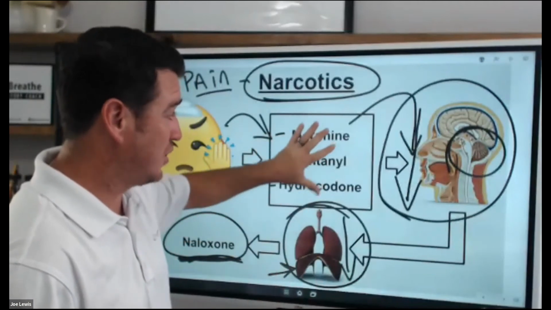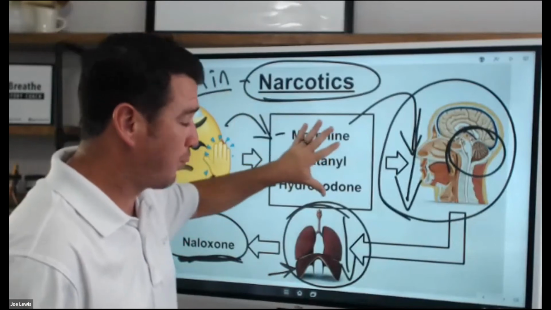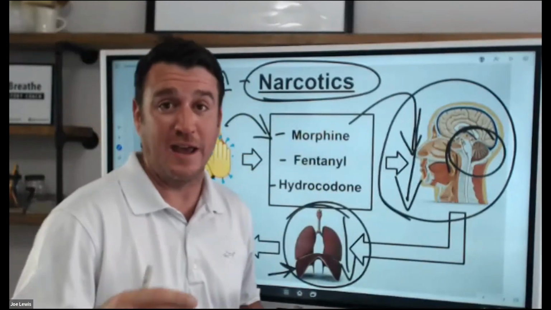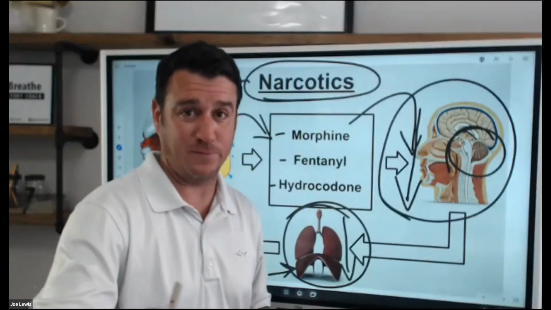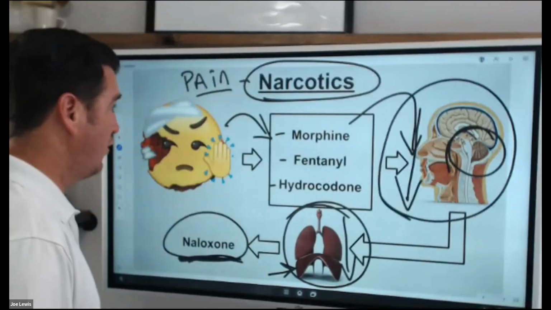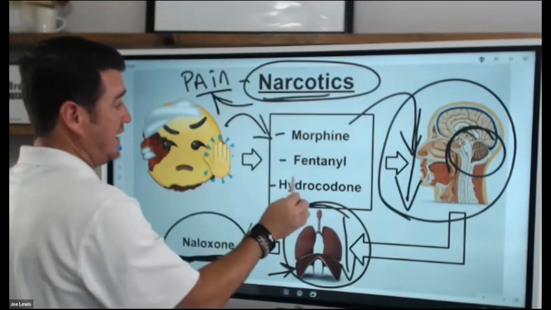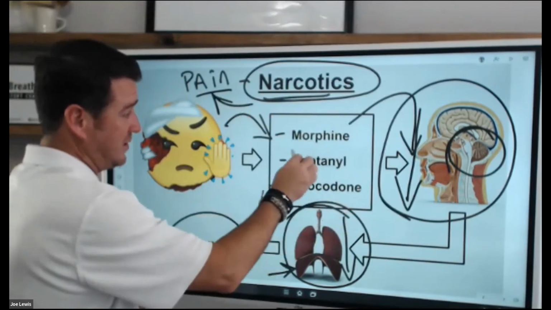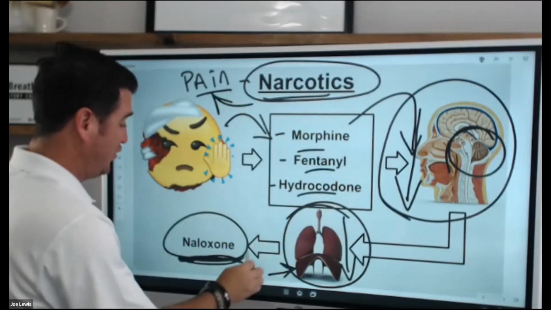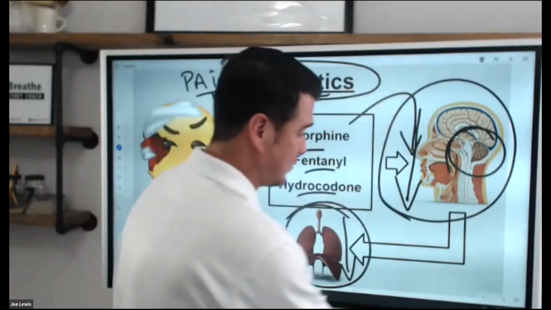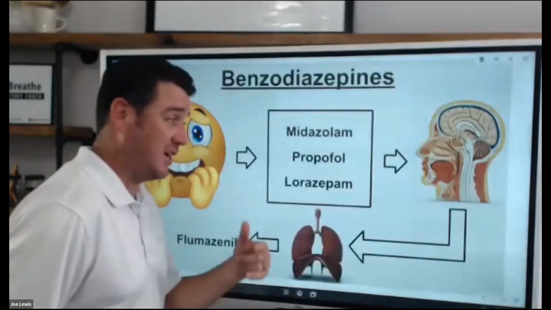I'm not saying that these drugs are a problem. I'm saying appropriate administration of these drugs is the goal. And how can we be a part of that? Okay, we're going to talk about that as we move forward. So this is narcotics. Remember, pain, we're going narcotics. These are our three big ones here: morphine, fentanyl, hydrocodone. Narcan is the reversing agent. Do not forget they can depress your respiratory drive to breathe. Your patient can become acidotic.